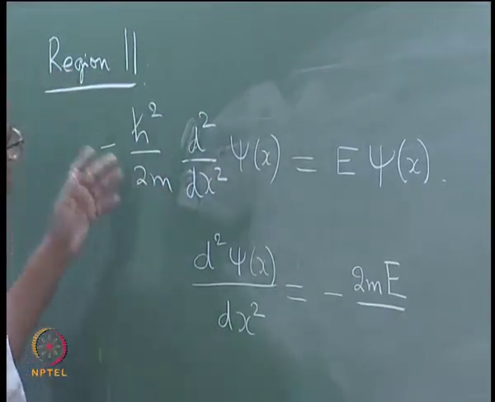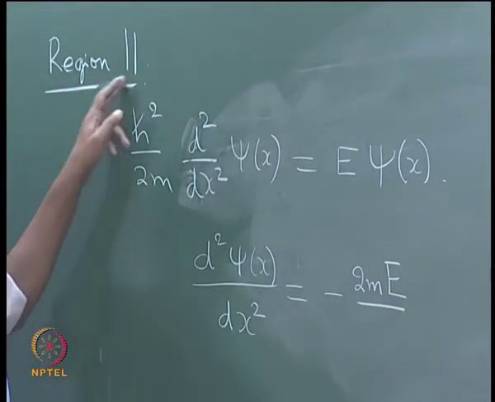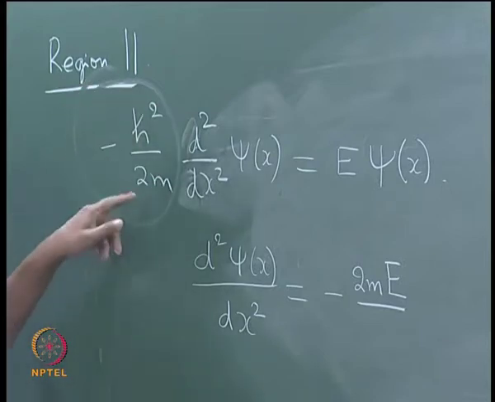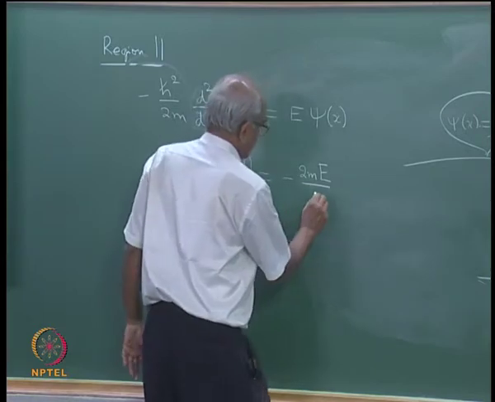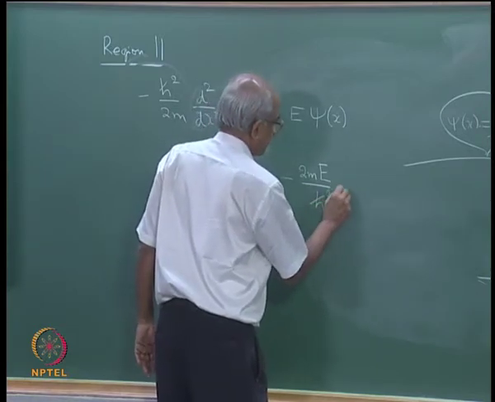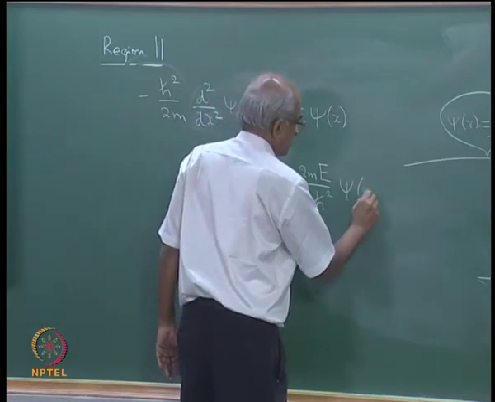Well, all that I am doing is multiplying throughout by the inverse of this. So, I take 2 m h cross square to the other side effectively. That is the equation.